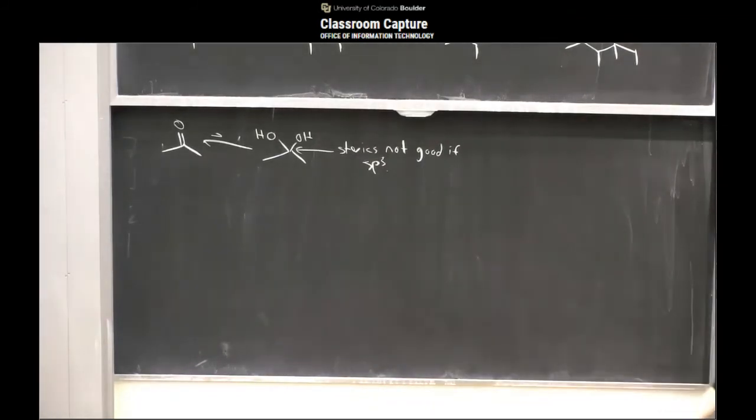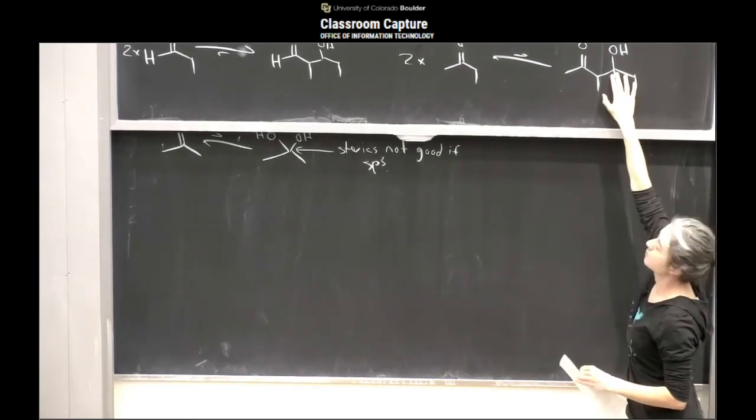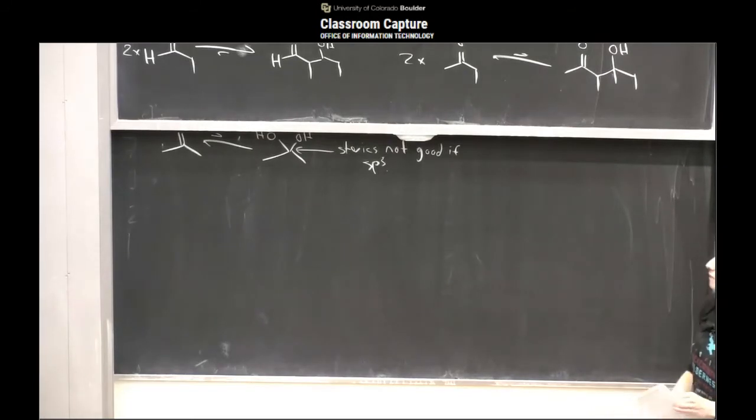Whereas if it just stays sp2, it's going to be more comfortable. Same thing here for this one carbon that gets attacked. It's not really enjoying being sp3 when it's got all these R groups attached to it, if it can avoid it by staying a carbonyl.